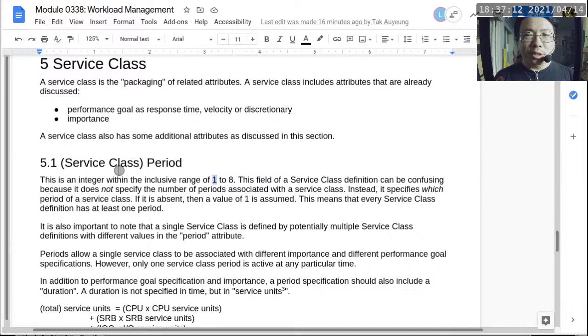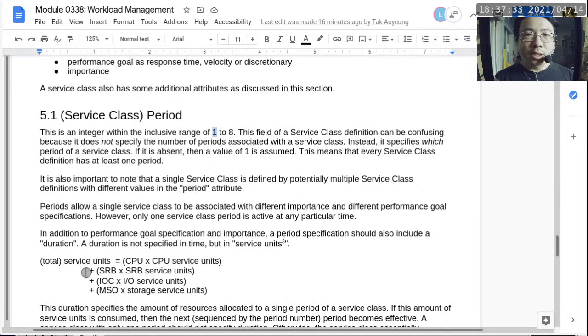Then the next question is, how do we move from surface class period 1 to surface class period 2 and so on? The answer is when we use up all the resources specified by surface class period 1. That is why it's called a period, because in the period it would specify how much total resources we are supposed to use up for a particular period.